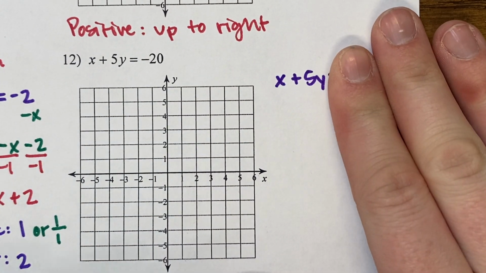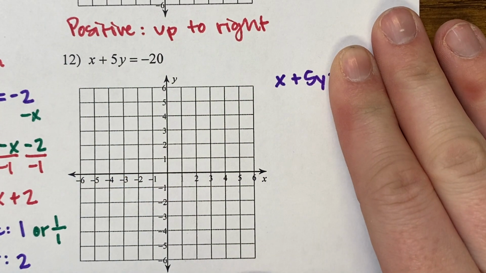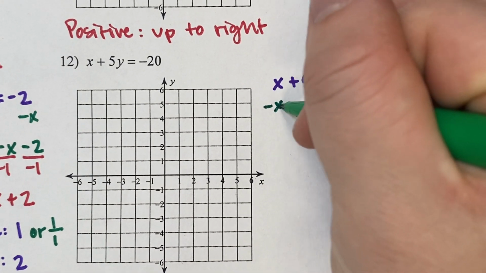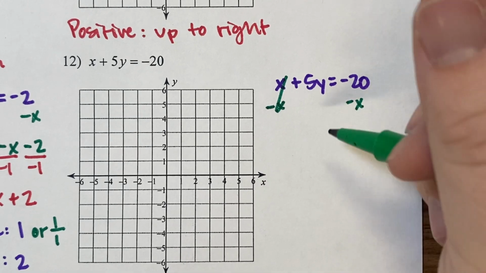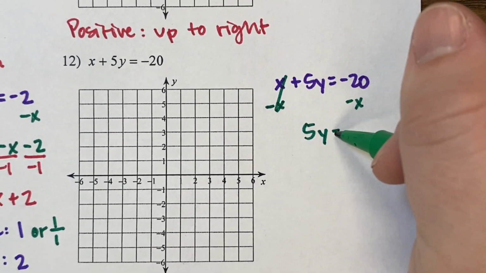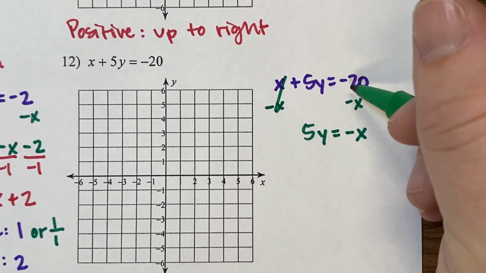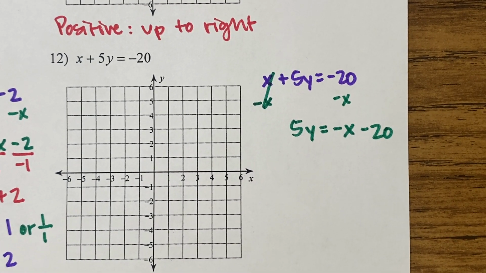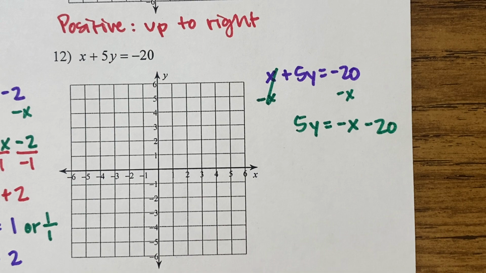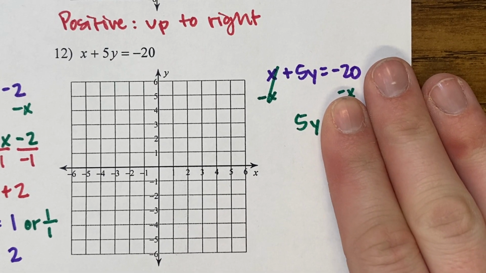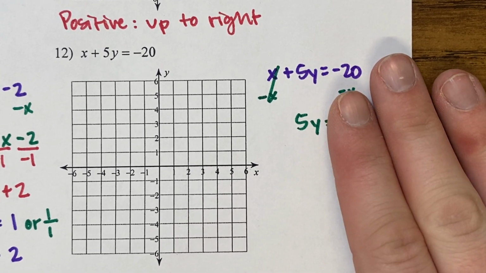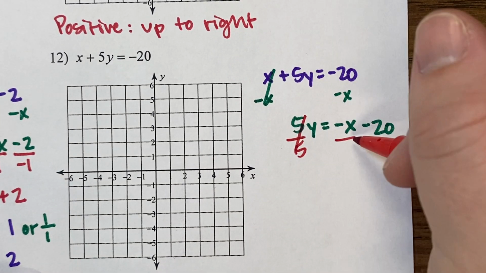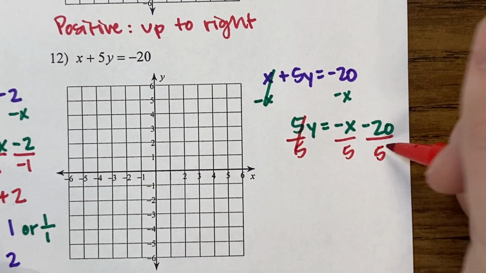Looking at my side with my y, the first thing I have to get rid of is this x. So we do the opposite of positive x, which is negative x. So I have 5y is equal to negative x, pushed in front, minus 20. Okay, and I still need to get y all by itself, so we do the opposite of times by 5. Divide by 5 to everything on that side.